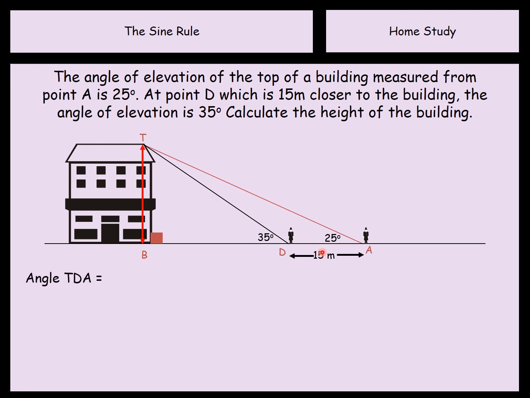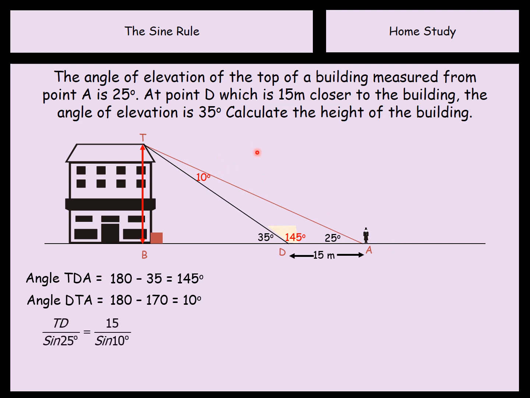So first of all, let's think about the angle TDA. I've got 35 degrees here. Angles on a straight line must be that this bit is 145. Okay, fair enough. Is this more helpful? Well, it kind of is, because now I've got two angles. So if I've got two angles, then I must also know this angle up here as well, remembering that triangles add up to 180.